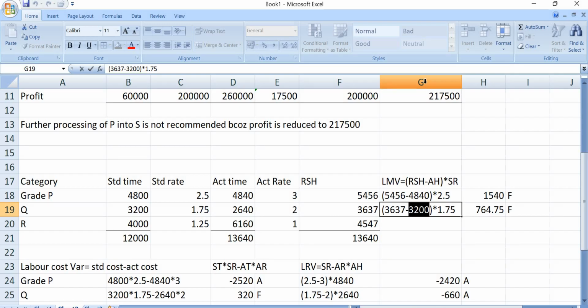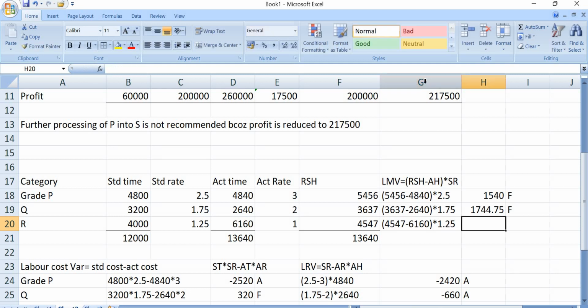So just a second. Actual hours is 2640. So 1744.75. 4547 minus 6160. So here we will be getting adverse, into 1.25. 2016.25 adverse. So together I am having 1268.5 favor.